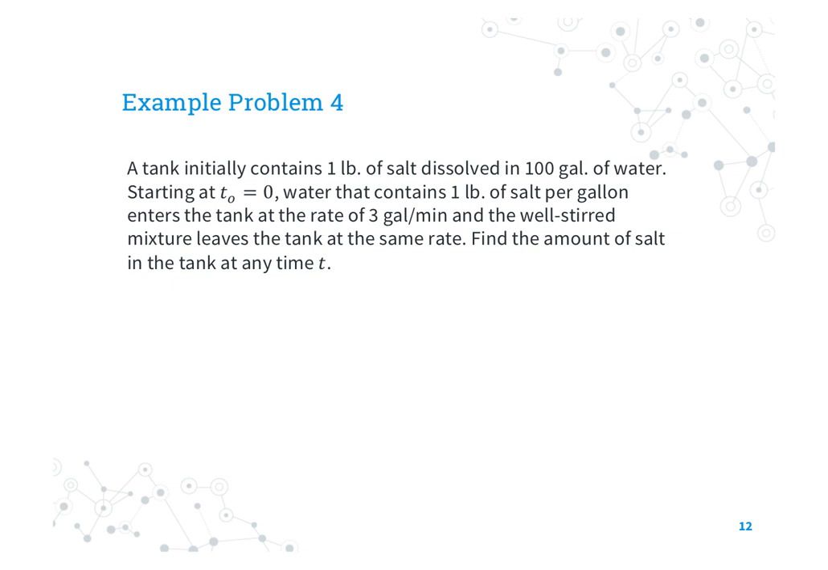For this example, we have a tank that initially contains 1 pound of salt dissolved in 100 gallons of water. Starting at t0 equals 0, water that contains 1 pound of salt per gallon enters the tank at a rate of 3 gallons per minute, and the well-stirred mixture leaves the tank at the same rate. Find the amount of salt in the tank at any time t. I'd like for you to pause the video and try this on your own before you come back and see how I've done it. So I'll give you a moment to consider that.